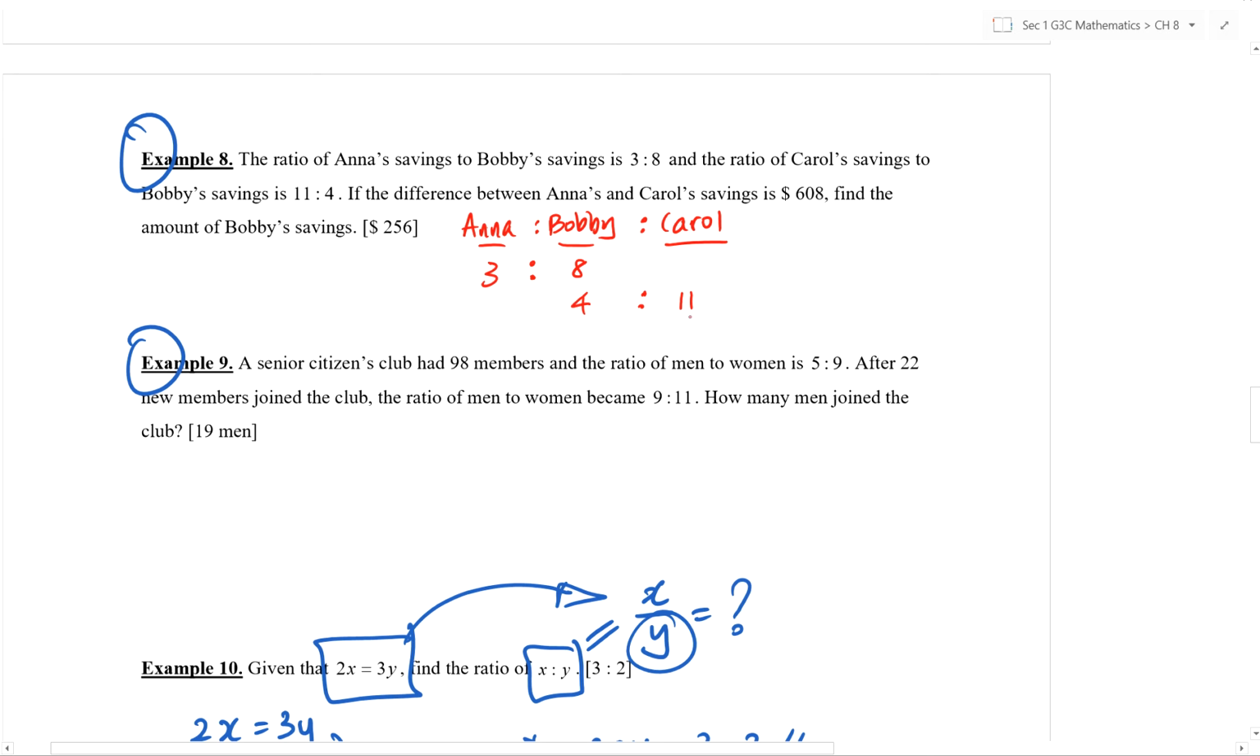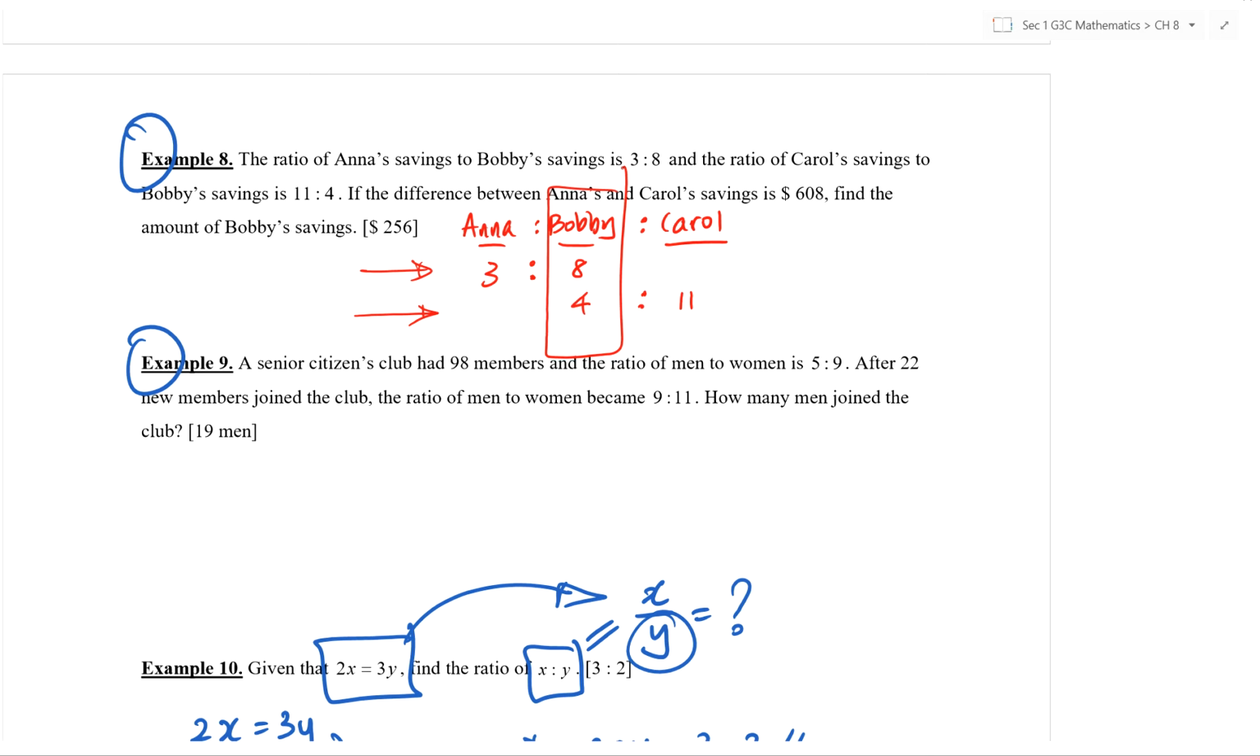Because this 11 is related to 4 units over here. Whereas Bobby, he has 8 units as compared to Anna. So we need to ensure that whatever Bobby has is consistent. So we are going to change one of the ratios, either line number 1 or line number 2. We are going to change the ratio such that Bobby has a constant number over here. Which ratio do you want to change? The first or the second?